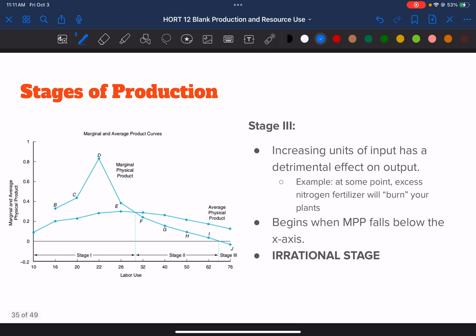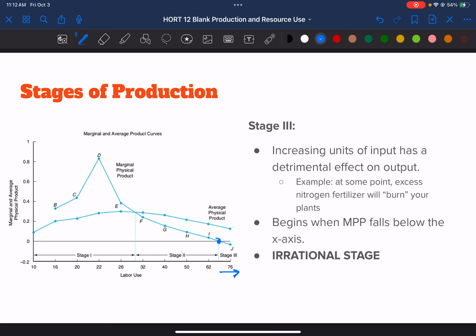Once we hit stage 3, so after the MPP crosses below the 0 on the y-axis, once you go down here, you could actually be getting less returns as you add more of an input. So if it's labor, maybe this is the point where we have 20 laborers working in a facility that's only designed for 5 people. Production is going to go way, way, way down because they can't function in that space. It's too many laborers.